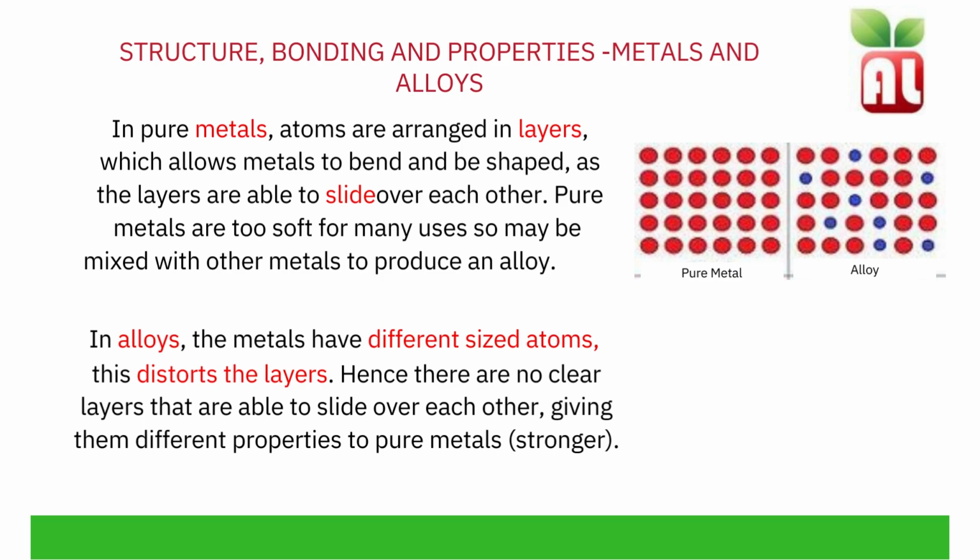Pure metals are too soft for many uses, so they may be mixed with other metals to produce an alloy. In alloys, the metals have different sized atoms. This distorts the layers, hence there are no clear layers that are able to slide over each other, giving them different properties to pure metals, for example being stronger.